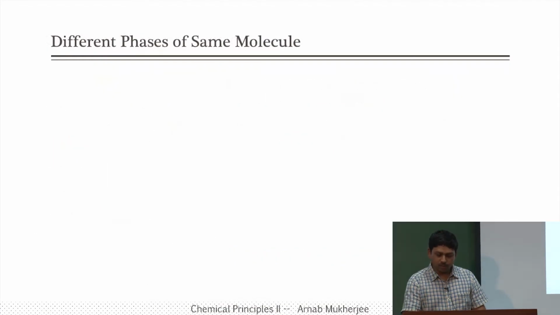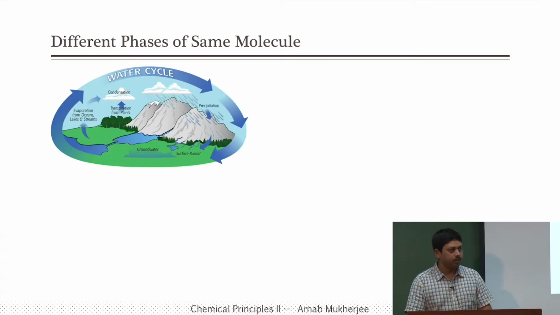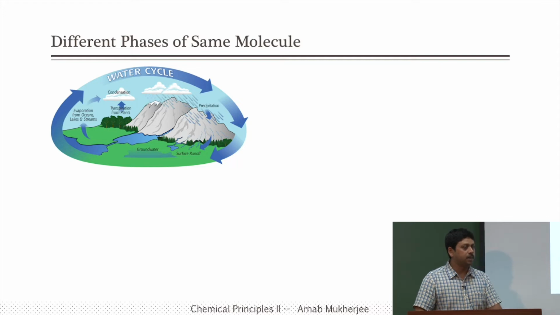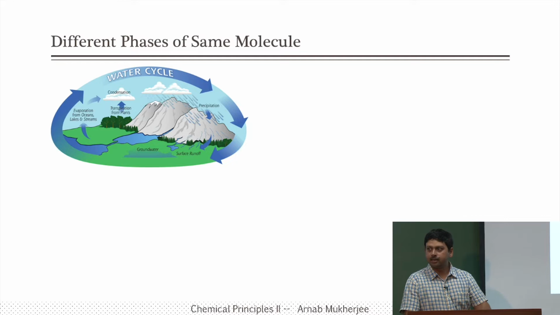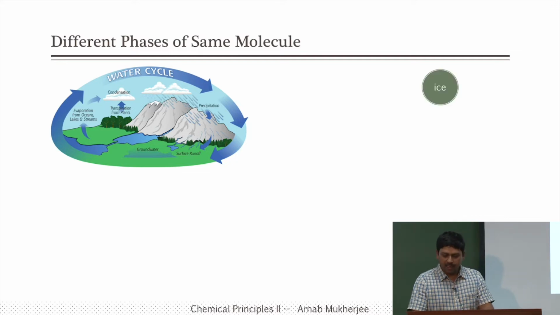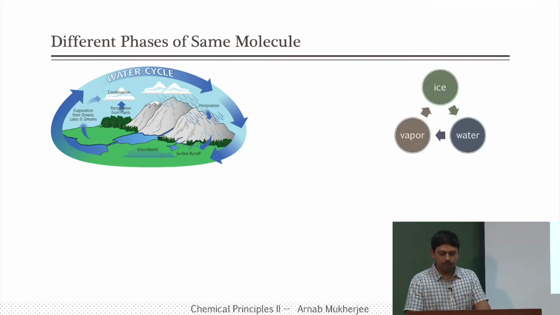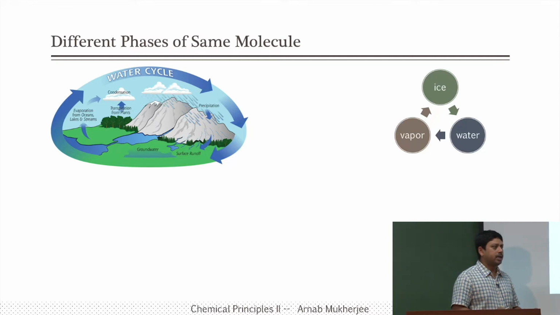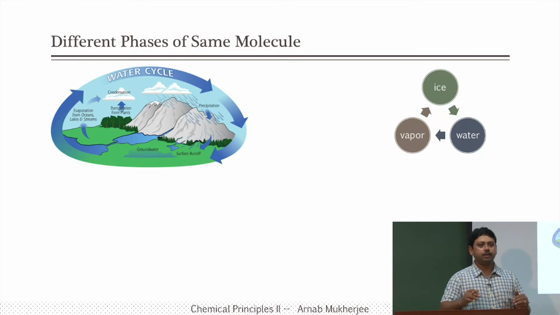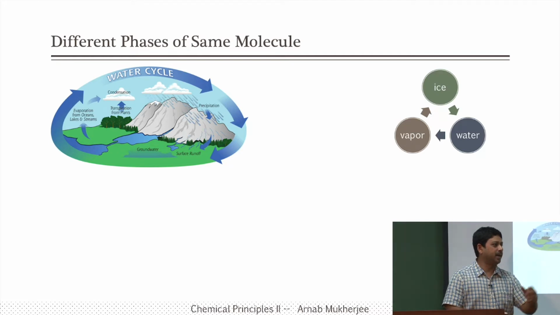So, now different phases of molecules, we have seen that, we know the example of phases of water. Actually water has many more phases, but we will just talk about the standard 3 phases that we know. One is ice, another is water, there is vapor, and they form a cycle. Now, it turns out that one cannot just take ice and make it water.